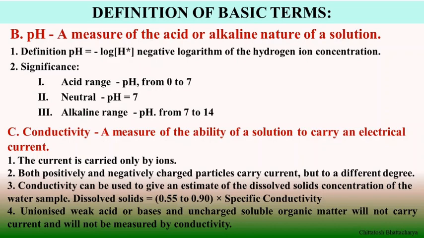pH is the measure of the alkaline or acidic nature of a solution. It is actually the negative logarithm of hydrogen ion concentration in a solution. For acid, pH ranges from 0 to 7. At 7, pH is neutral. In the alkaline range, pH is from 7 to 14.